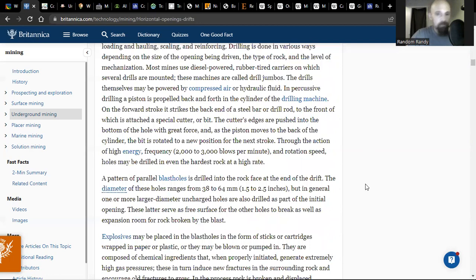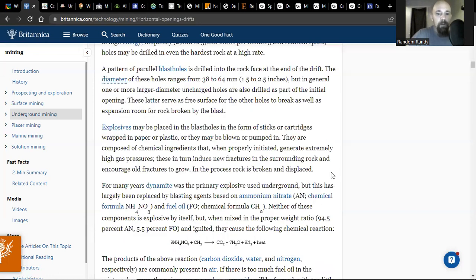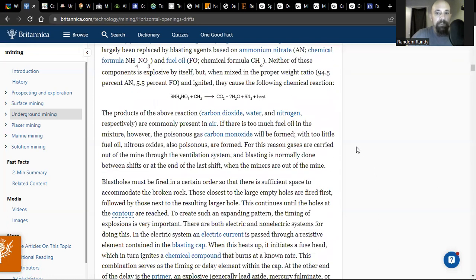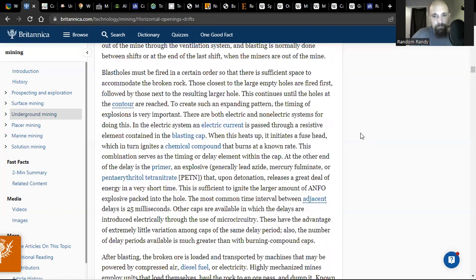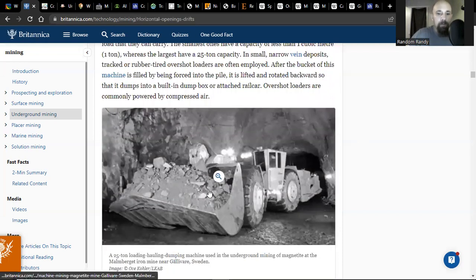So they'll drill blast holes a certain distance apart. They will set them off in a certain order. And, for a long time, it was just dynamite being used. But I guess they're kind of going to a more refined sort of explosive that has less of a chemical reaction with the earth itself. So blast holes being fired in a certain order, and as a result, we have ore being removed by massive machines.